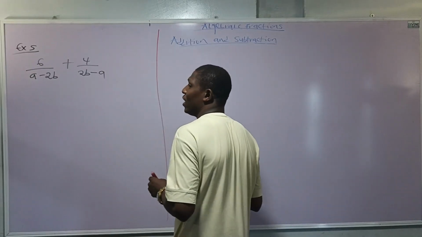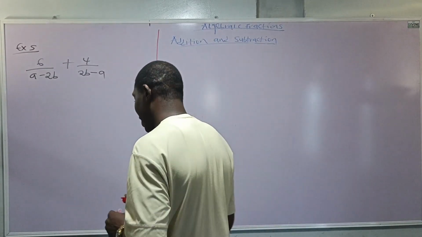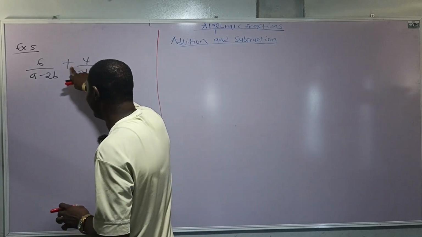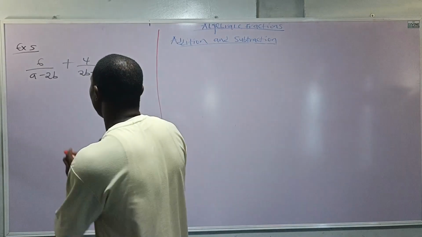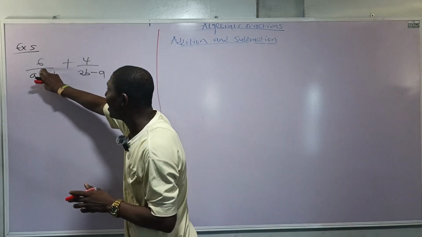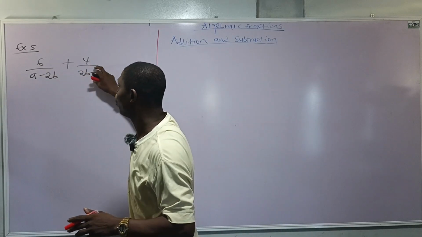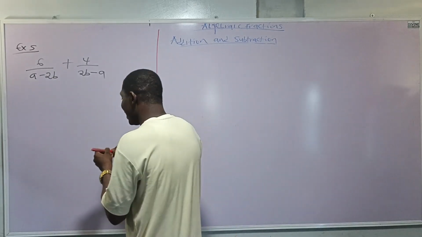So we have 6 all over A minus 2B plus 4 all over 2B minus A. We have to simplify, but remember we are dealing with addition and subtraction. Now, you have to be careful in this, because if you look at it at first, you think this is the LCM and also this is the LCM. That's this and this multiplied will give you the LCM. It's not that way. So let's start.